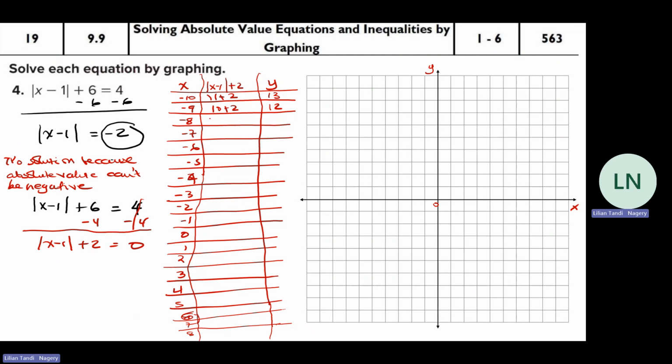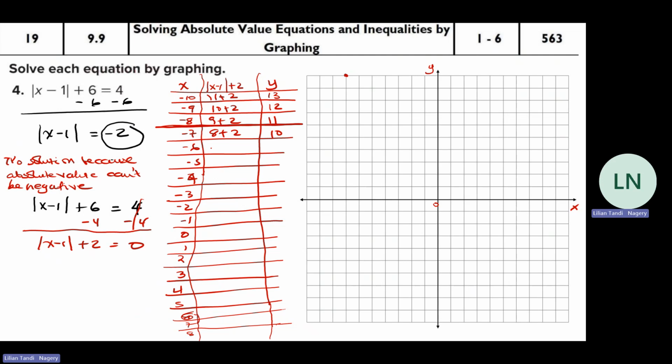-8 minus 1 is -9. Absolute of -9 is 9. 9 plus 2 is 11. I cannot plot that. So I think I'll start here. -7 minus 1 is -8. 8 plus 2 is 10. So my graph starts at -7. Okay? So -7 will be 10. So that's my first point.